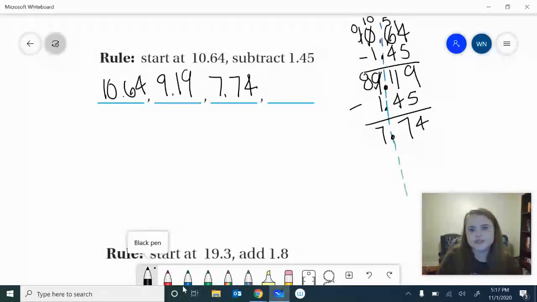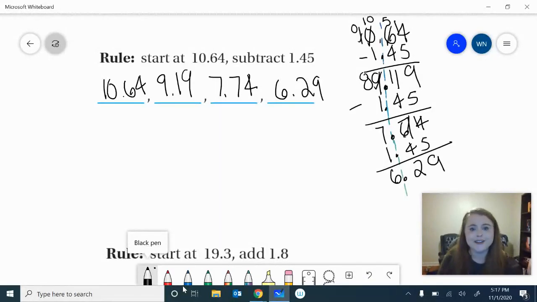So again, all we're going to do is subtract 1 and 45 hundredths. We have to borrow 14, 13, 12, 11, 10, 9. 6 minus 4 is 2. 7 minus 1 is 6. 6 and 29 hundredths. And that's our answer for the first problem. We had to fill in 4 blanks, and we had to start with the number they already gave us. So in reality, we only had to find 3 numbers. So let's go ahead and work on the next one.